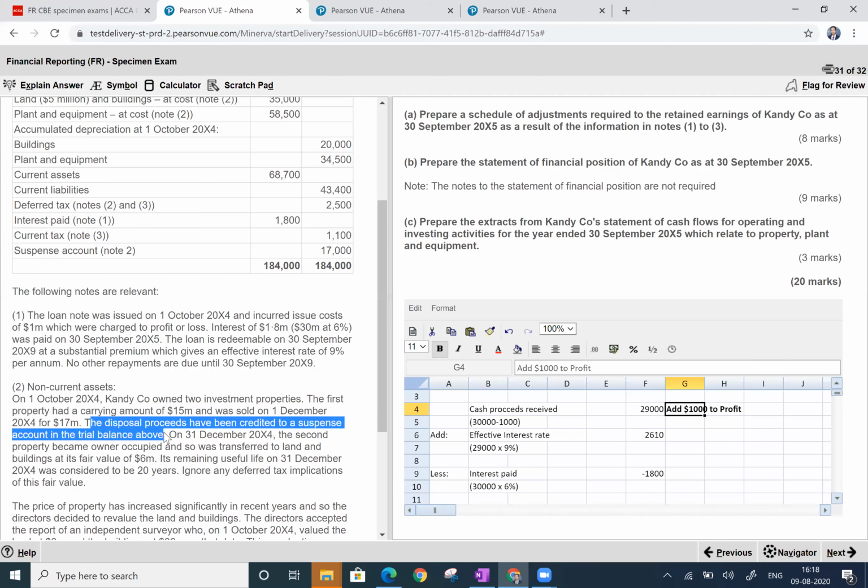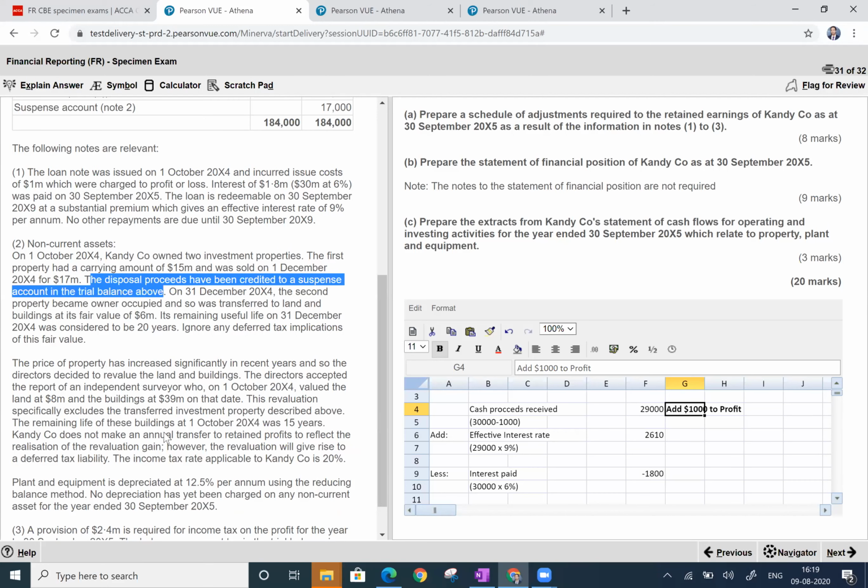On 31st December X4, the second property became an owner-occupied property and was transferred to land and building at its fair value of 6 million. Its remaining useful life on 31st December X4 was considered to be 20 years. Ignore any deferred tax implication.